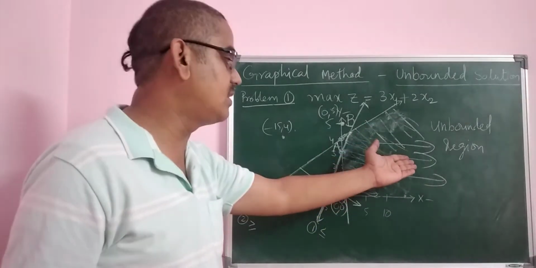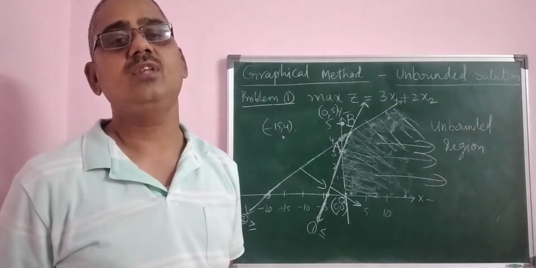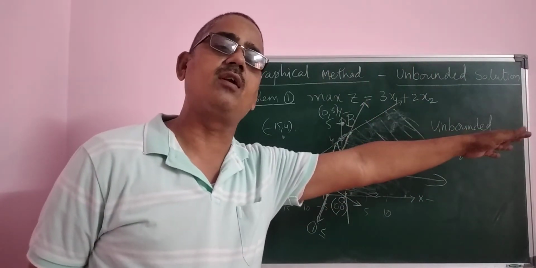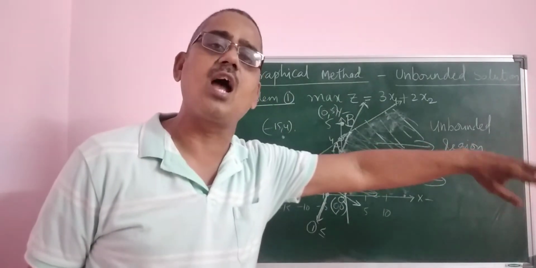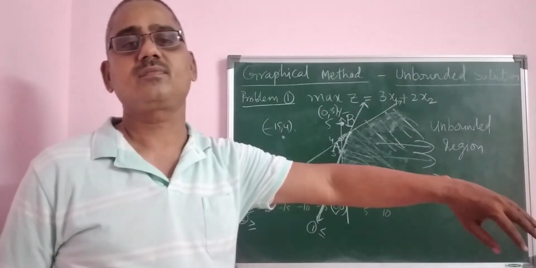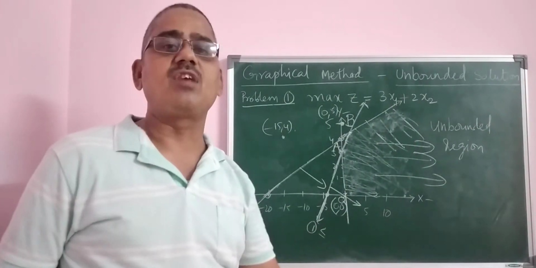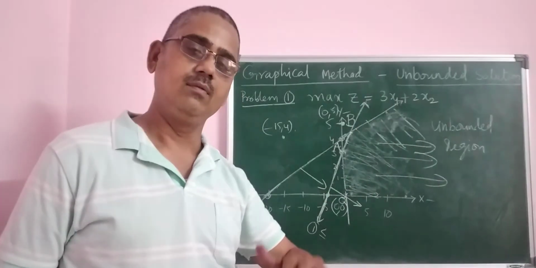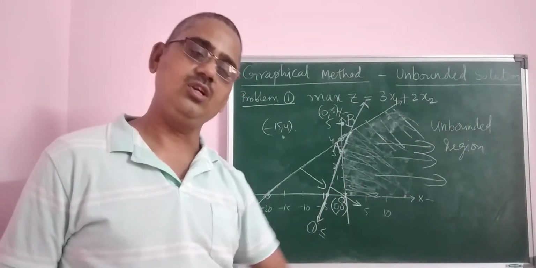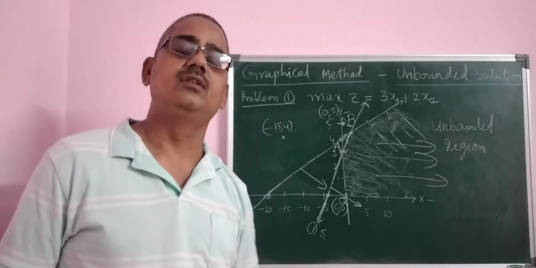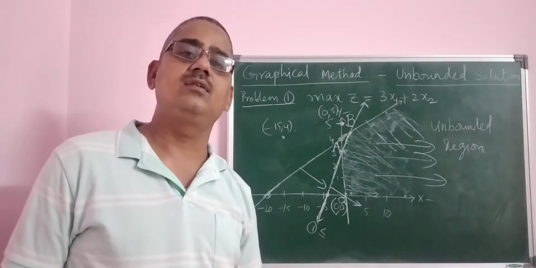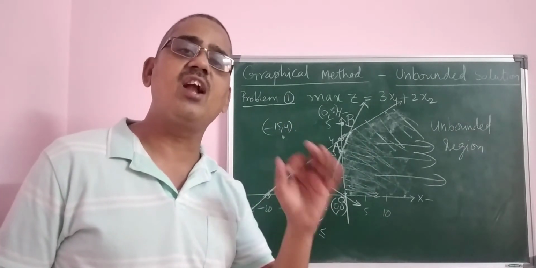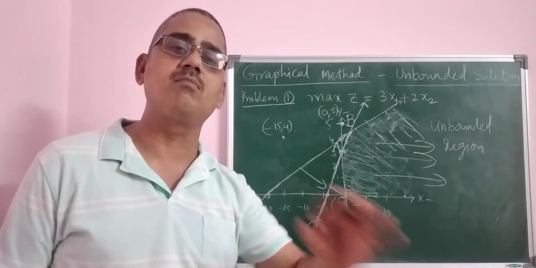Now you see here, the same thing happened here. The value of z is always increasing. You consider one point, and if I consider another point, it increases. If somebody takes another point beyond what I have considered, it again increases. That is called increasing indefinitely. If the objective function increases indefinitely, such a solution is called an unbounded solution.